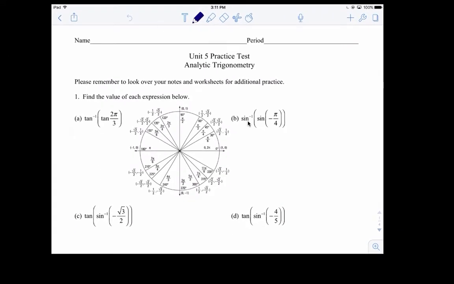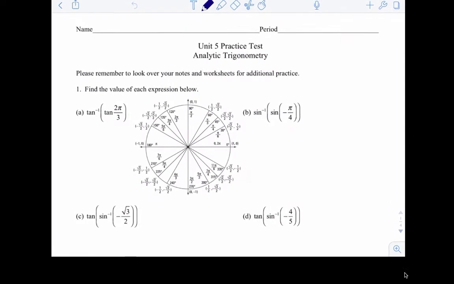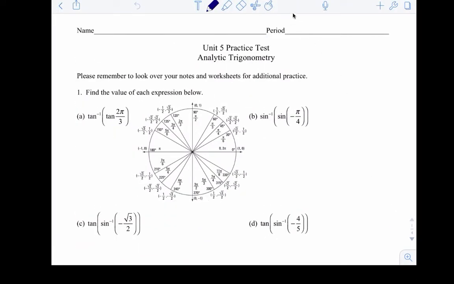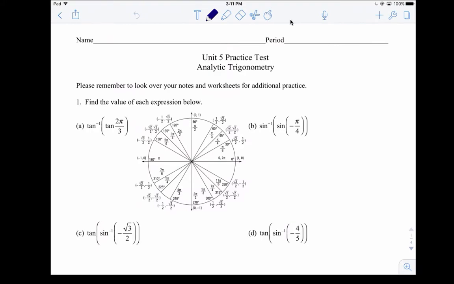All right. So the first couple are just inverse trig questions. You want to make sure that you're remembering which function you're talking about and where that function is defined, and so on and so forth.